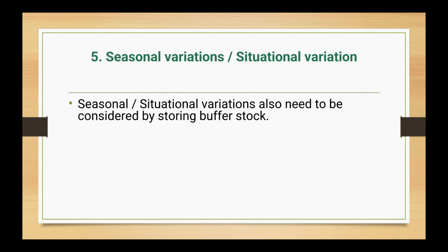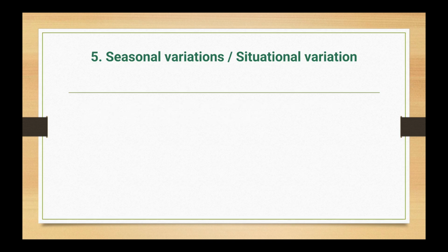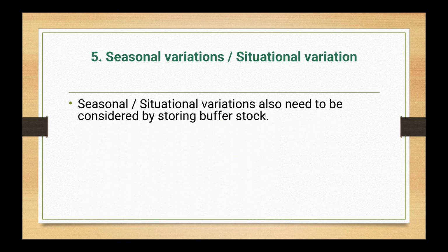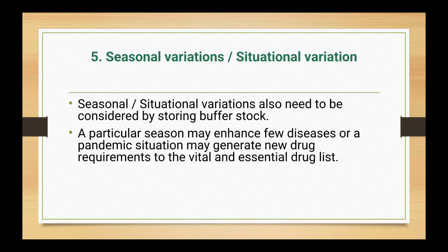So we have to check the previous trend of this particular situation, and we have to keep buffer stock in such a manner that it can be life-saving. In case of weather changes, we have seen that pneumonia and respiratory disorders used to increase, and at that time those kinds of drugs which are very important according to the STG and EDL, we have to keep in our buffer stock. A particular season may increase a few diseases, or a pandemic situation may generate new drug requirements for the vital and essential drug list.